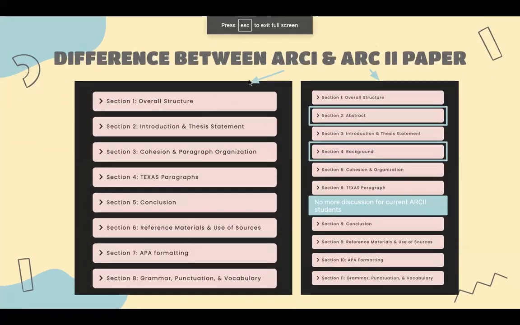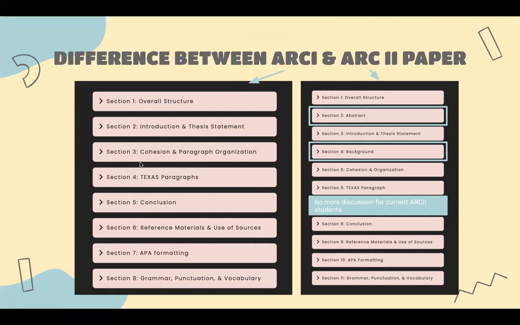So firstly, we have some differences between the ARC1 and ARC2 papers. For ARC1, we have 8 sections, and for ARC2, currently we have 10, because for current ARC2 students, we don't have the discussion part anymore. I'm just gonna talk about the main difference here. For ARC2 papers, we have an abstract and background that are different from ARC1. The other things are basically mostly the same.